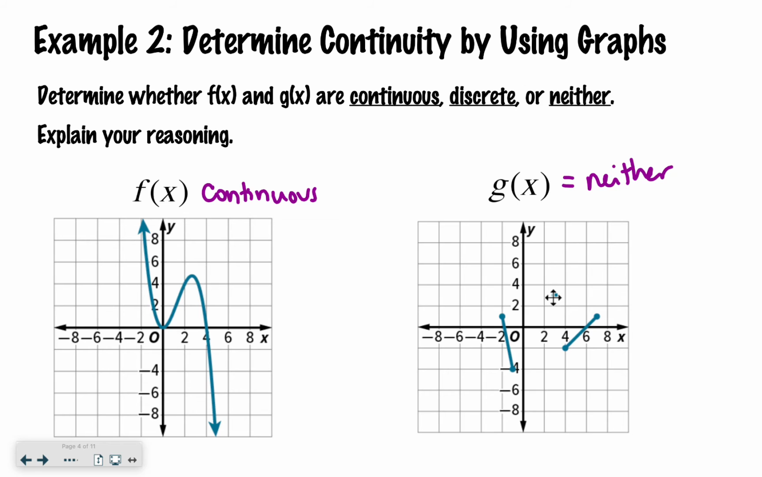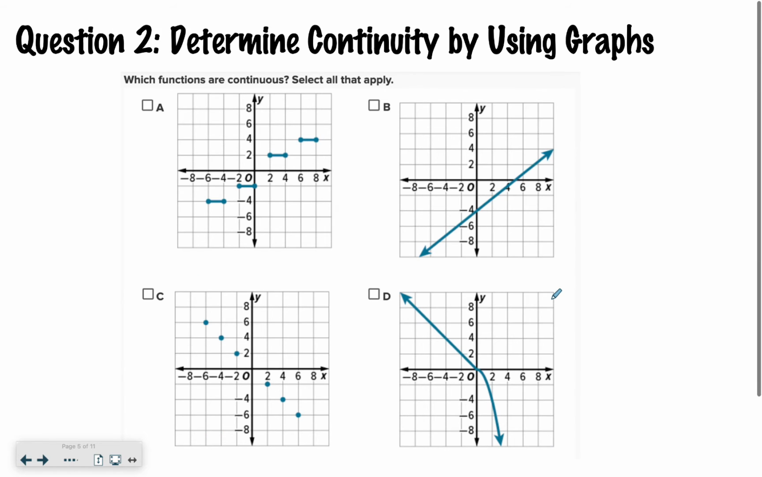All right, and moving on to the next thing. This is a question for you. I want you to determine which functions are continuous. Select all that apply. There may be one, there may be two, there may be three. Maybe there's four. I don't know. You tell me how many of these are continuous. Good luck. All right. Hopefully you said B was continuous and D was continuous. They both have those lines that just keep going. If you have questions about that, please be sure to ask for some help.